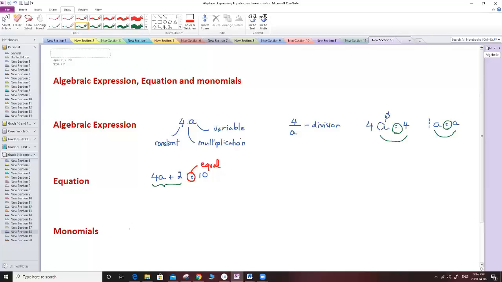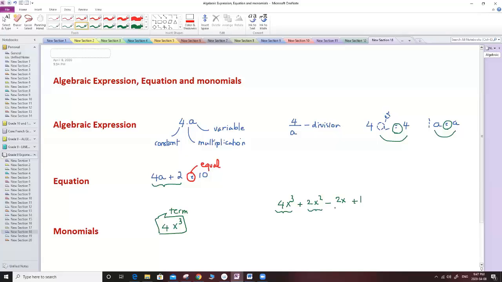What about the monomial? Monomial, it's algebraic expression like 4x cubed. This is monomial. There is no operation like addition or subtraction, because this one, we call it as a term. So if I have 4x cubed plus 2x squared minus 2x plus 1, we cannot call this as monomial. Monomial is one term only.